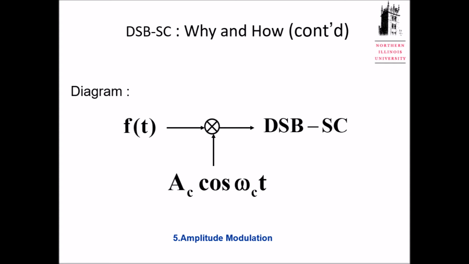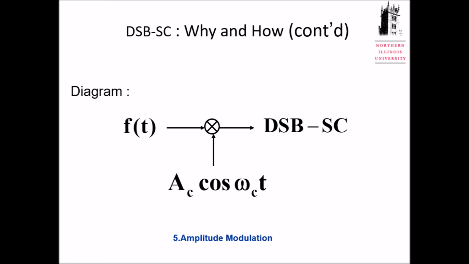And the benefit, and the price we pay for this new technique. This is how it works at the transmitter side. It's even simpler compared with double sideband large carrier. Just the message mixed with a sinusoid. Omega C you determine based on which channel you want to operate your system, and AC is how much power you want to put into this system. Then we have the double sideband suppressed carrier signal.